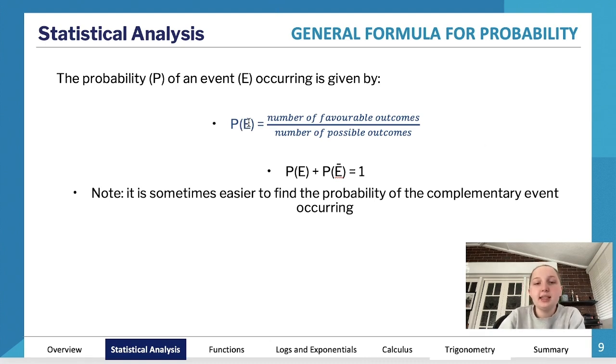When we're looking at this E, that will often change depending on what you're trying to find the probability of. You probably wouldn't denote it as E. For example, if we're looking at a dice and we're thinking, okay, what's the probability of rolling a 1?